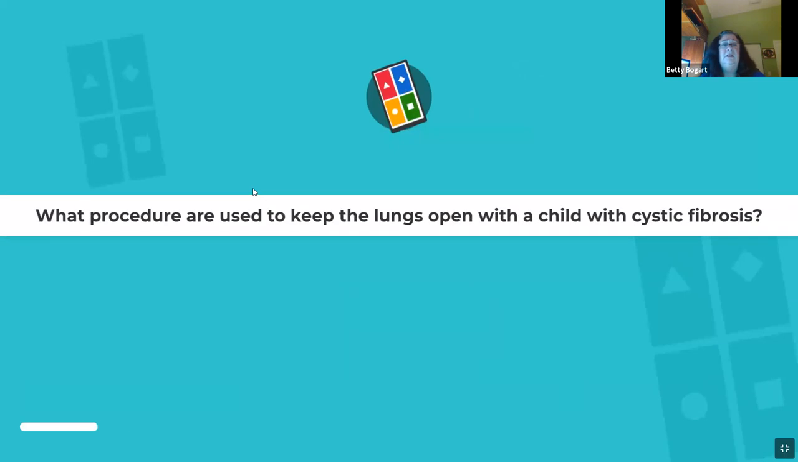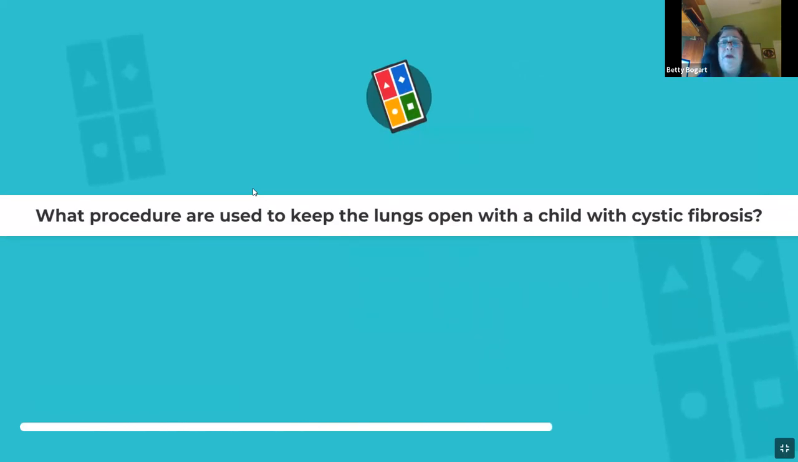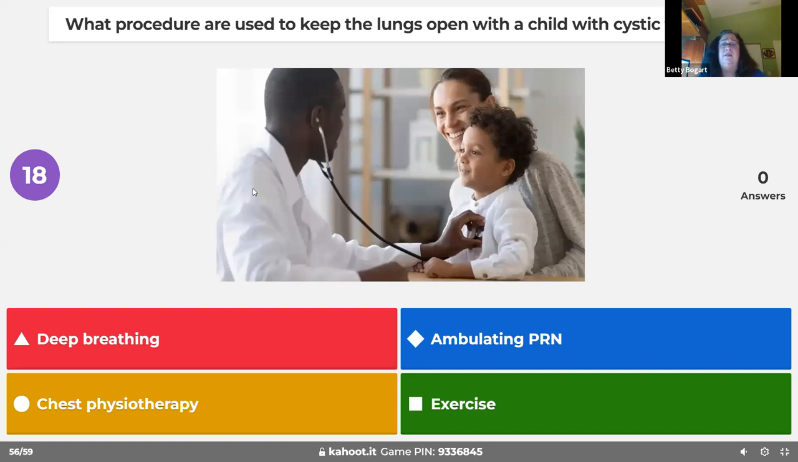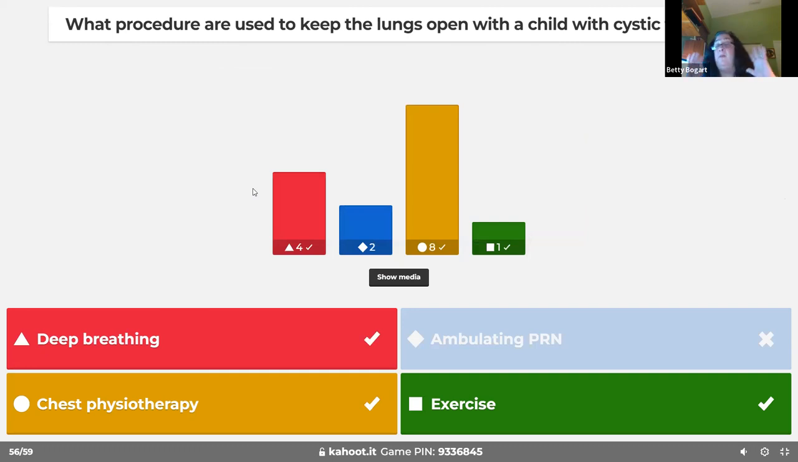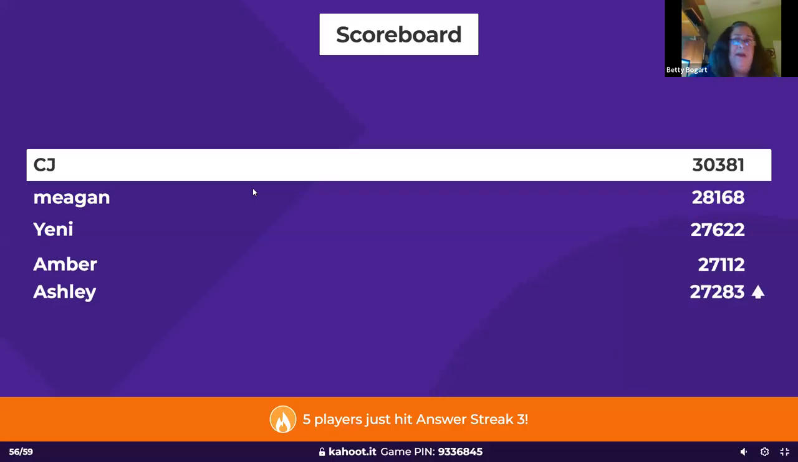A multi-select. What procedures are used to keep the lungs open with a child with cystic fibrosis? I call cystic fibrosis in the lungs, it's like their lungs are these petri dishes that are waiting for bacteria to grow in there. It's how thick and dense those secretions are. So chest physiotherapy, absolutely. Deep breathing and coughing and exercise. Ambulating PRN? No, ambulating a lot. Morning, noon, and evening. They need to be ambulating up and moving. Just not PRN, more than that.